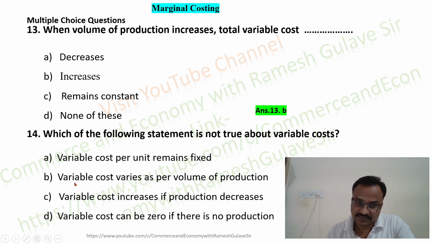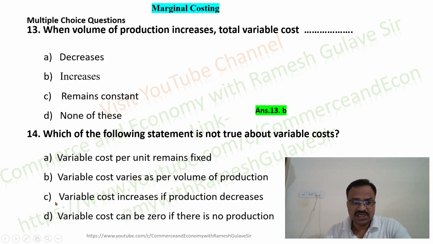The second statement, variable cost varies as per volume of production. See friends, this is also true. We have discussed in the previous question that variable cost varies as per the volume of production. If volume of production is more, variable cost will be more, right? So the second statement is also true. Next, the third option says variable cost increases if production decreases.